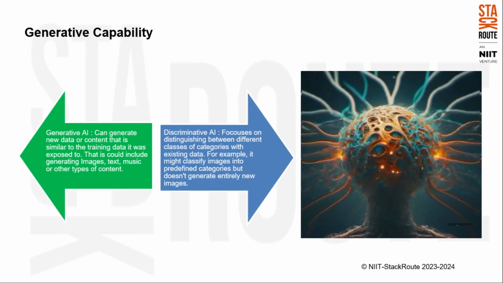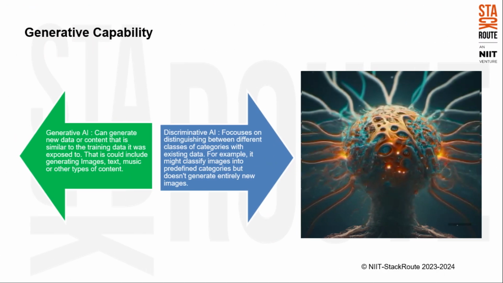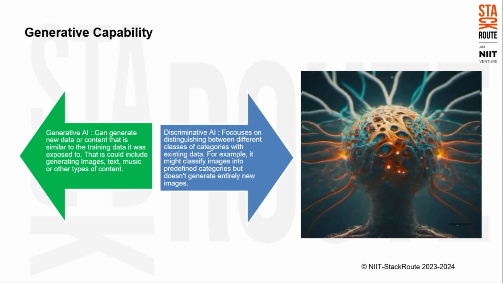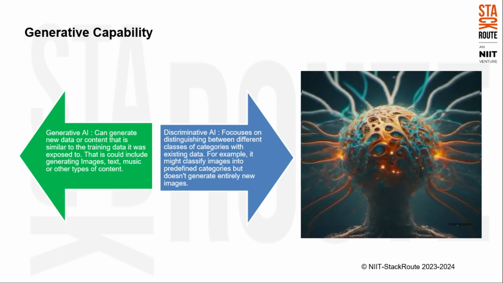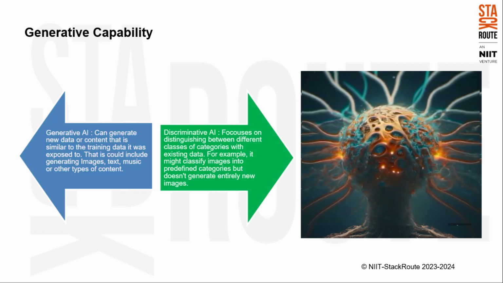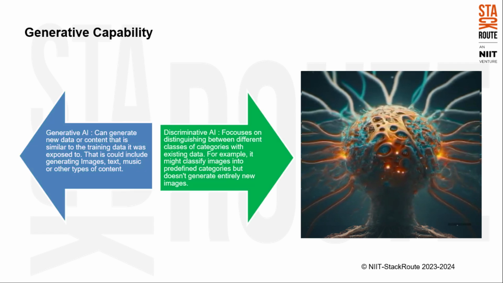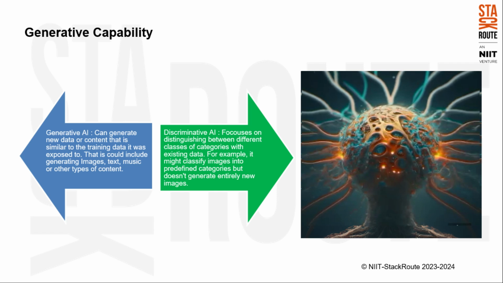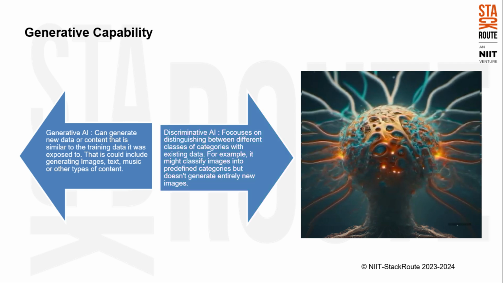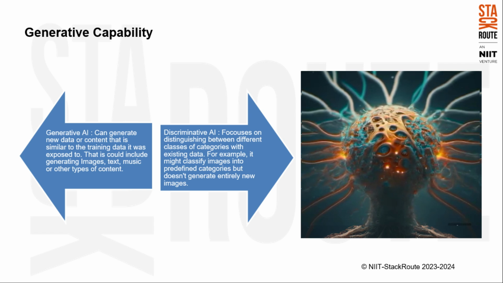Generative AI, as the name suggests, is primarily focused on its ability to generate new data or content that is similar to the training data it was exposed to. This generative capability sets it apart from discriminative AI models, which primarily focus on distinguishing between different classes or categories within existing data. The generative capability of AI models enables them to be creative and generate content that goes beyond the training data.